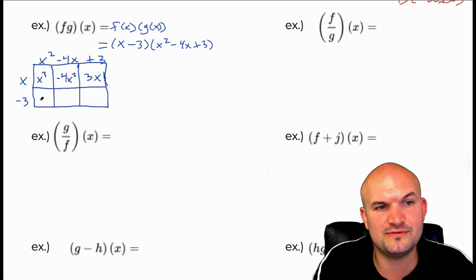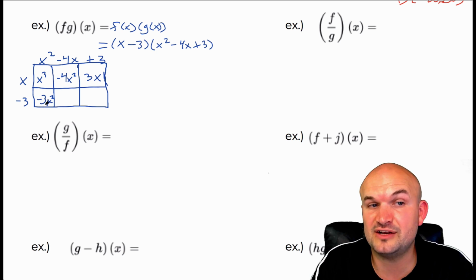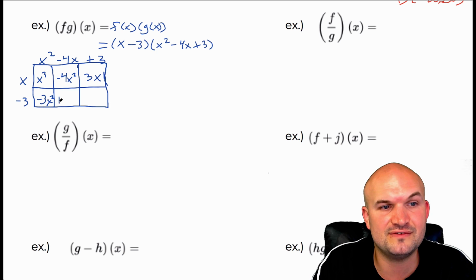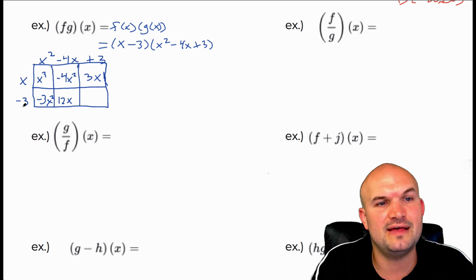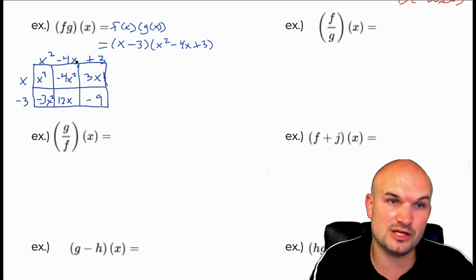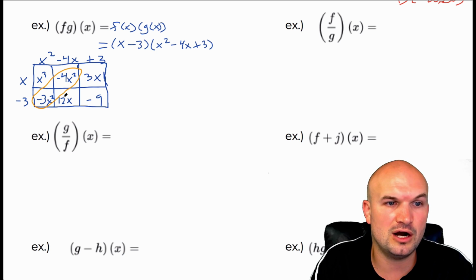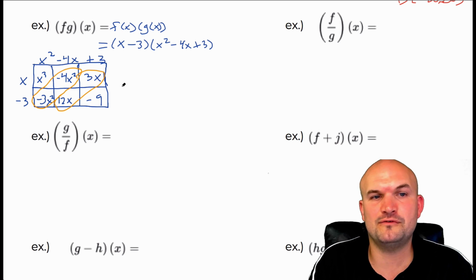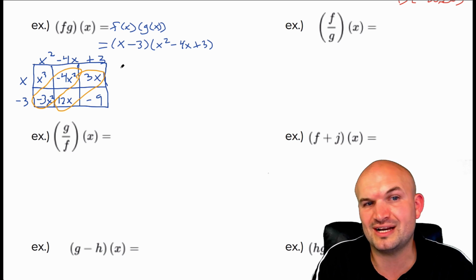X squared times negative 3 is a negative 3x squared. Negative 3 times negative 4x is going to be a positive 12x. And then negative 3 times 3 is going to be a negative 9. The best thing about this is, as long as you have them in standard form, you can see that your like terms are on the diagonal. So I just like that method for its simplicity as well as the organization.